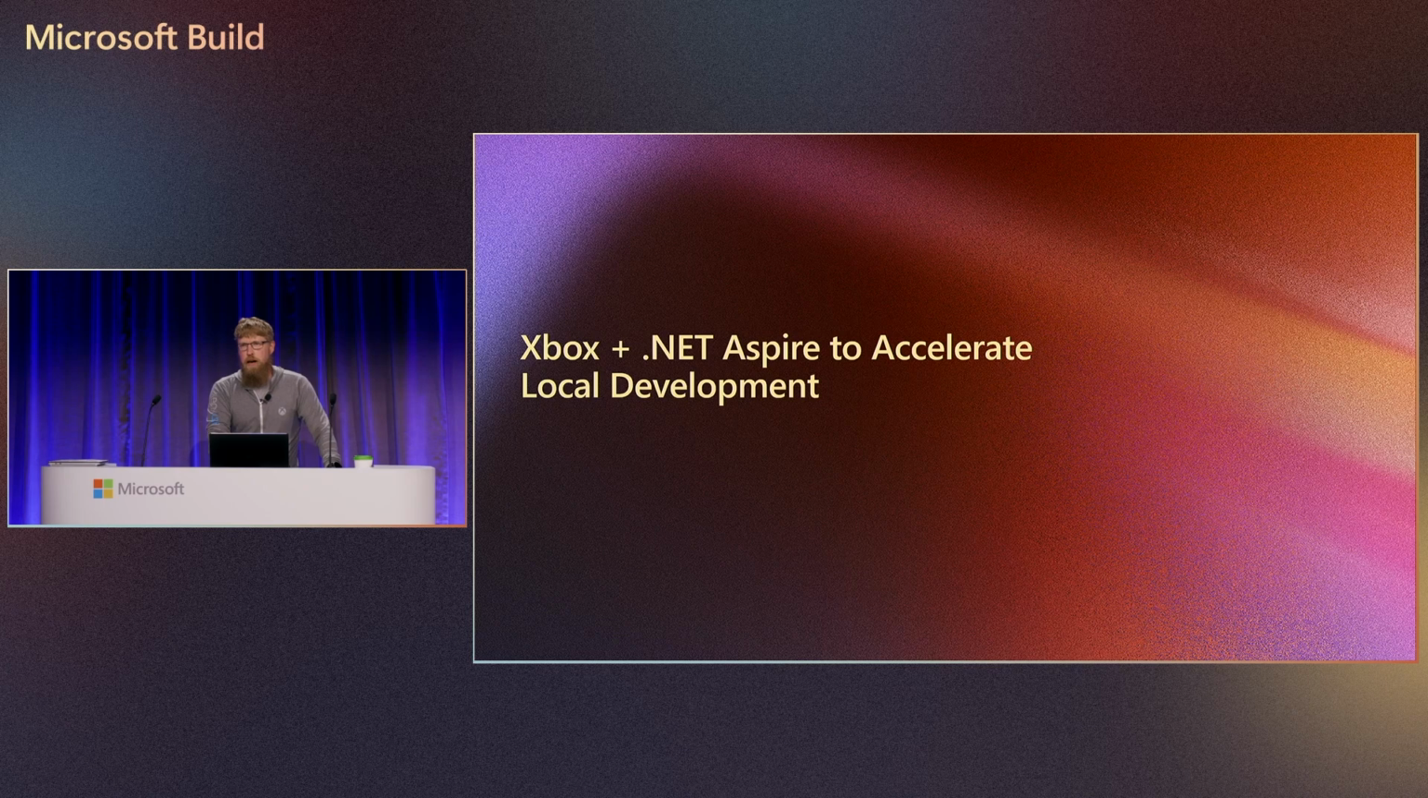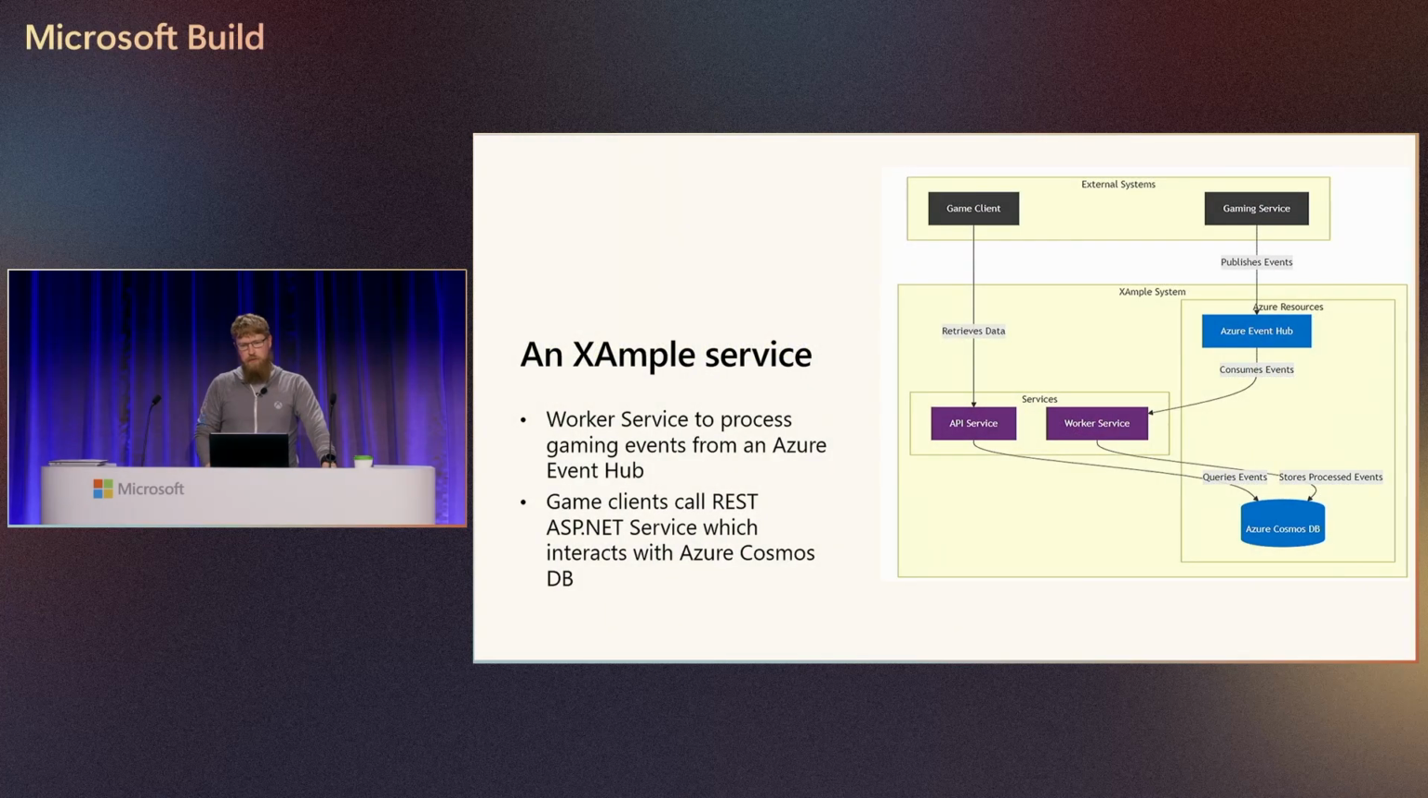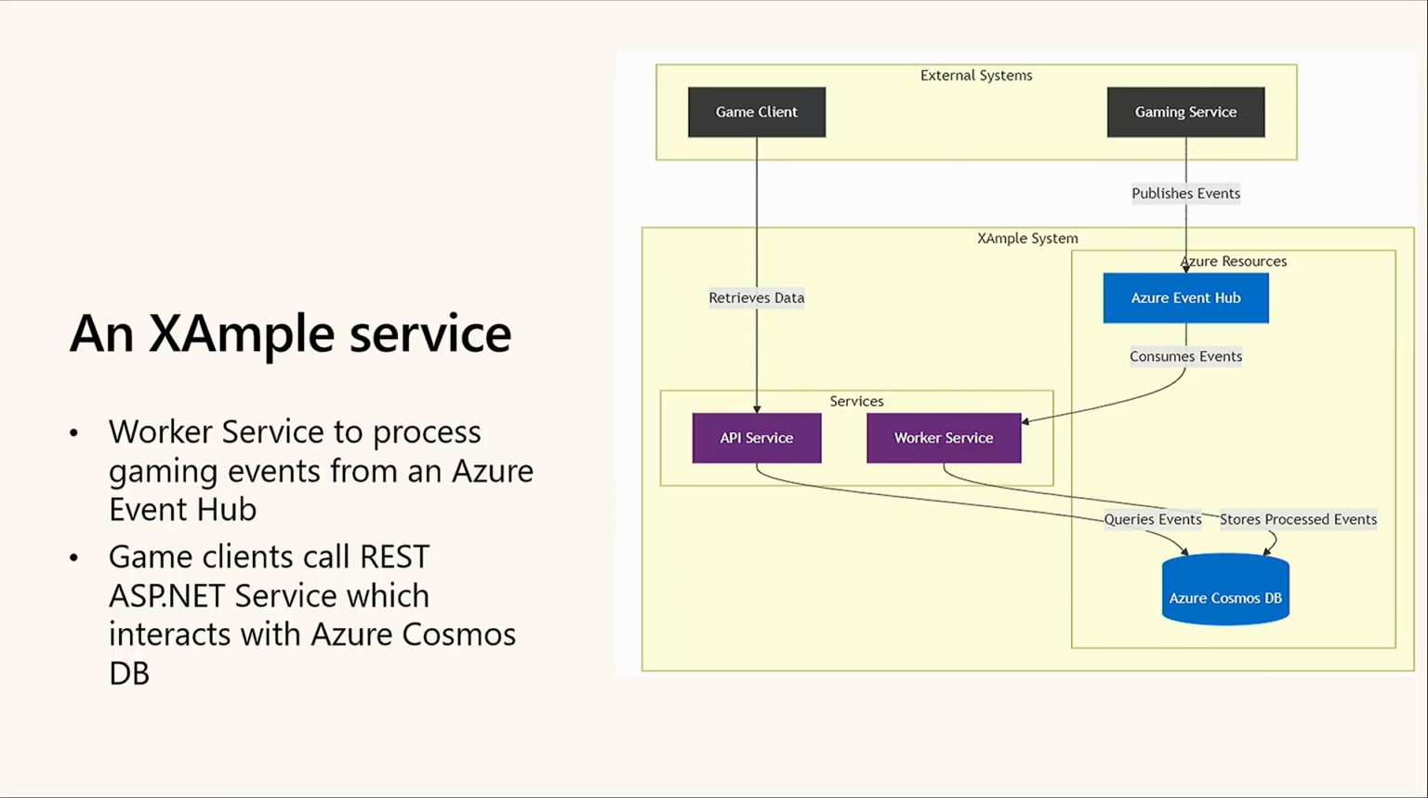So now I'm going to talk about the example service and how we're going to bootstrap .NET Aspire for that. So here's our example service. This is a common pattern that we have over at Xbox. We have an event hub that receives events from other gaming services. Our worker service is going to process those events and send them to a Cosmos DB. Then we have an API service, which is our REST-based layer. It's going to call out to the Cosmos DB from a game client, and then maybe we'll do some calls to some other services, do some joins, whatever we need to do, and then return that as a JSON payload back to the game client. So that's the example service that we're going to be working with.